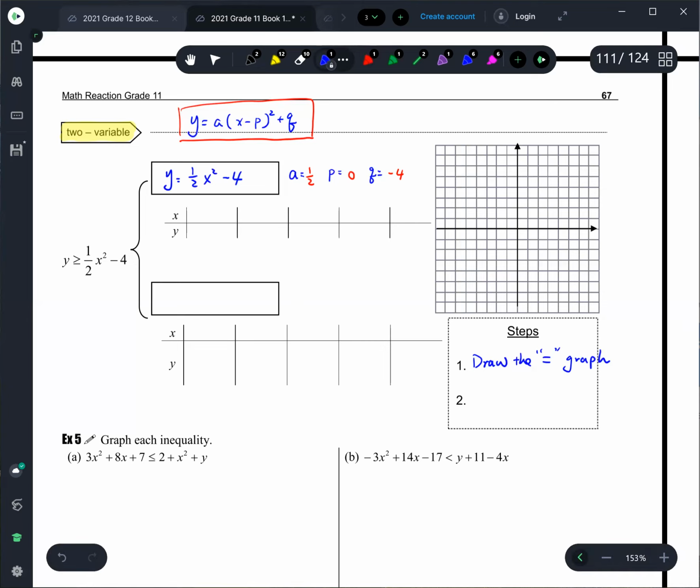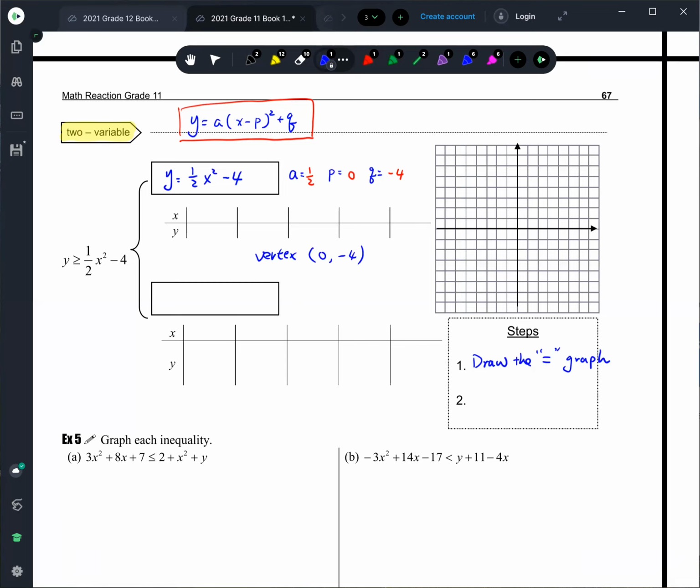So as a review, right? PQ tells us our vertex. So our vertex for this graph is at (0, -4), okay? The PQ. So we're going to graph. We put the (0, -4) in the middle of the table, right? We have 5 points for the parabola. And then we just graph points on the left side, points on the right side. So on the right side of 0 will be 1 and 2. On the left side will be -1, -2.